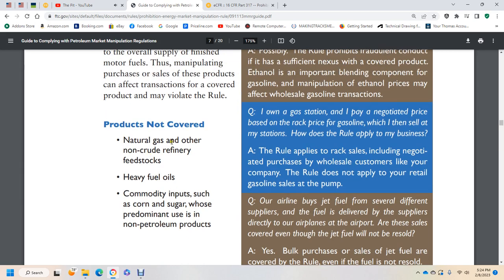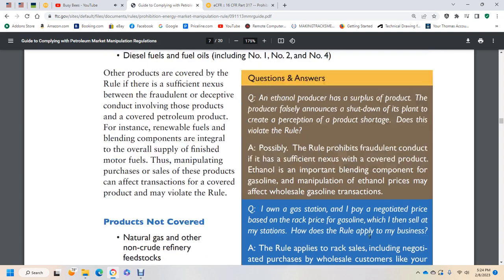Products not covered include natural gas, non-crude refinery feedstock, heavy fuel oil, and agricultural inputs such as corn and sugar, which are predominant even in non-petroleum products.